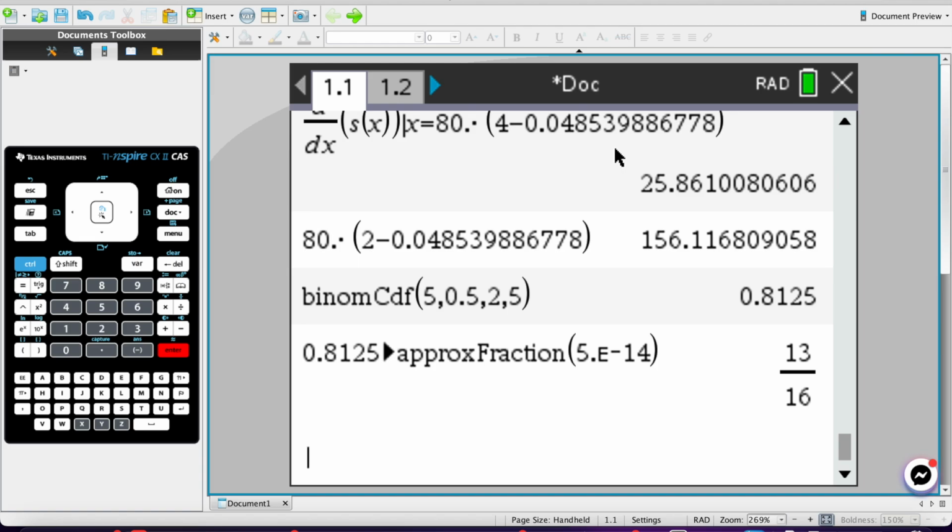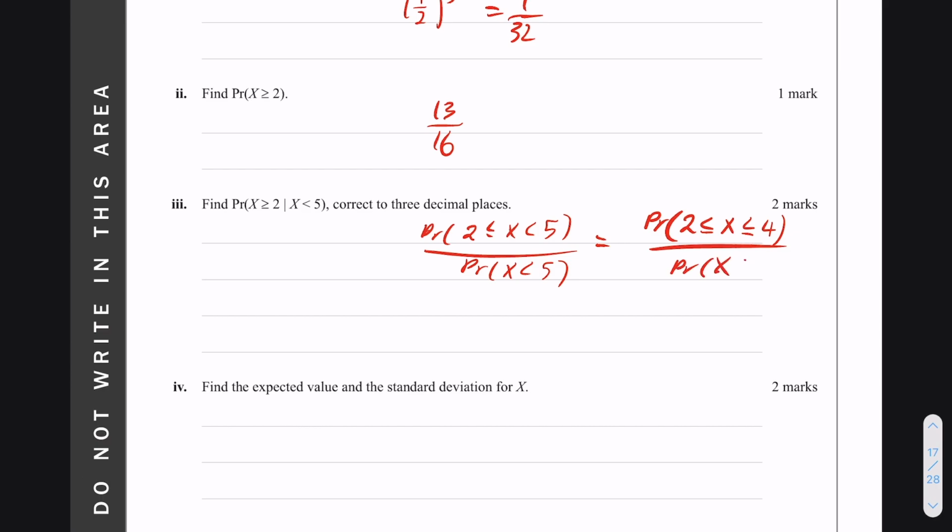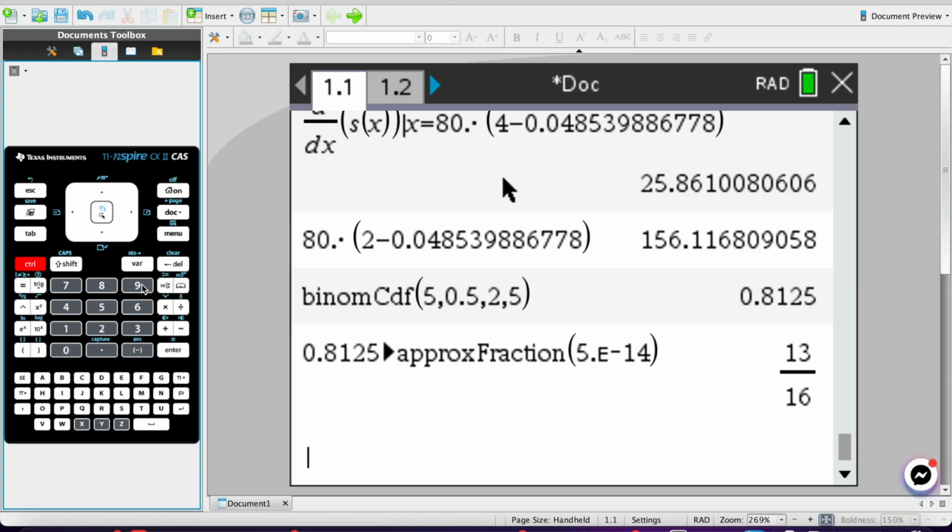And then find probability x is greater than or equal to 2 given x is less than 5, correct to 3 decimal places. So the given probability is probability that 2 is less than or equal to x, which is less than 5, over probability that x is less than 5. This is a discrete random variable, so that's the same as that, and the denominator is the same as that. What does that give us? Let's go on the CAS. Fraction.